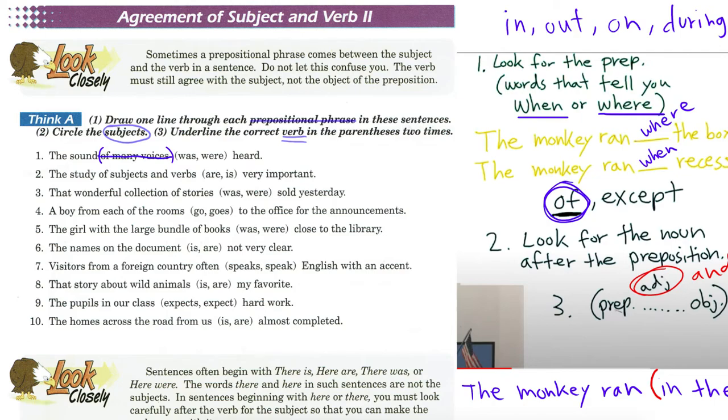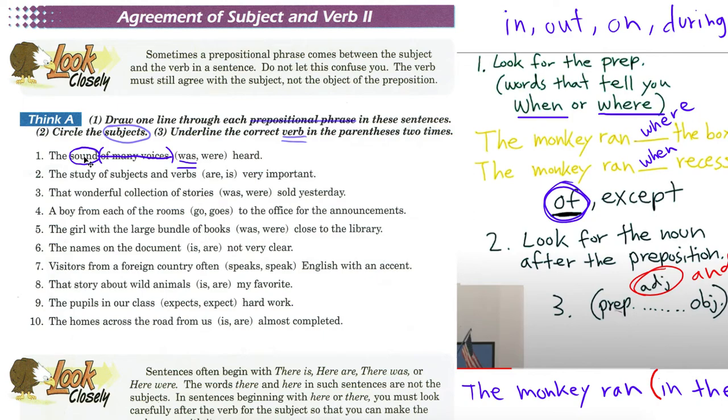Now second step, circle the subjects. So what's my subject here? The sound was heard. Sound is obviously my subject. Subjects are usually a person, place, or thing. And underline the correct verb in the parentheses 2 times. So is it the sound was heard or the sound were heard? If you guys don't remember, was is used for singular nouns. So sound is singular, just one. So we use was.